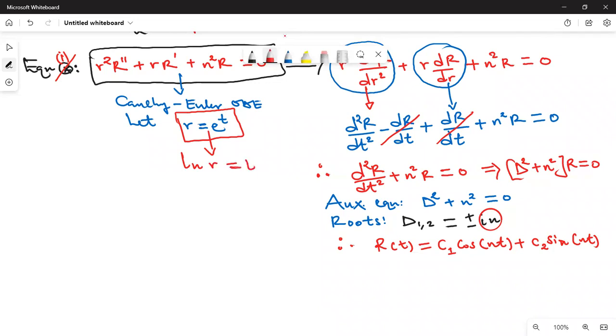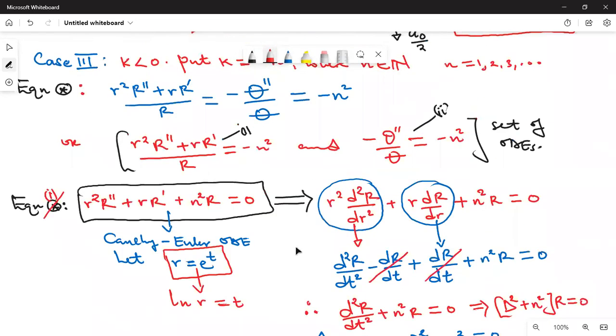Very important. So therefore, that R as a function of r can now be written as C1 times cosine of n ln r plus C2 times sine of n ln r. That's what we have as the solution for the first equation.